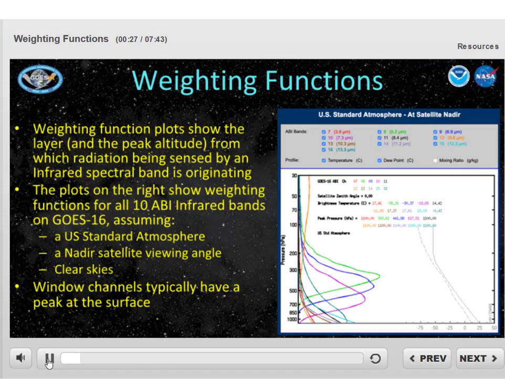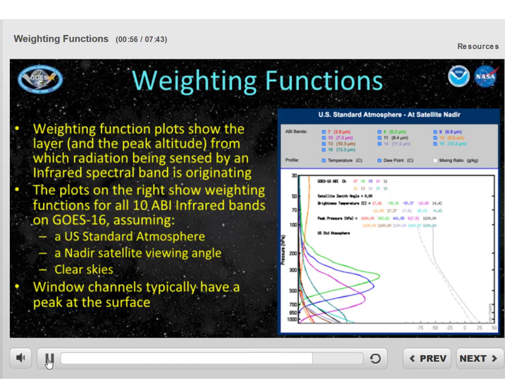Weighting functions show the depth of the atmospheric layer, as well as the peak altitude, from which radiation being sensed by a particular infrared spectral band is originating. The figure on the right shows plots of weighting functions for the 10 ABI infrared bands on GOES 16. The plot for GOES 17 would look very similar. These plots assume a U.S. standard atmosphere temperature and moisture profile, as well as nadir satellite viewing angle of 0 degrees and clear skies.